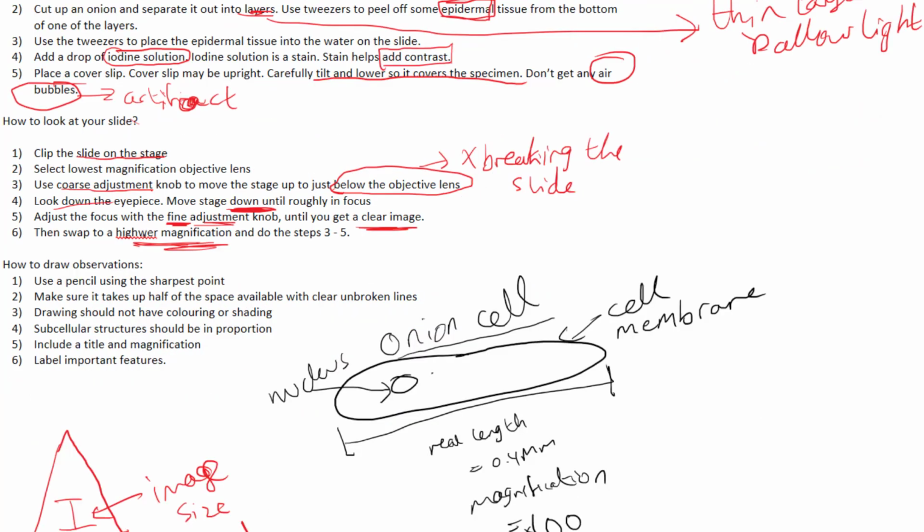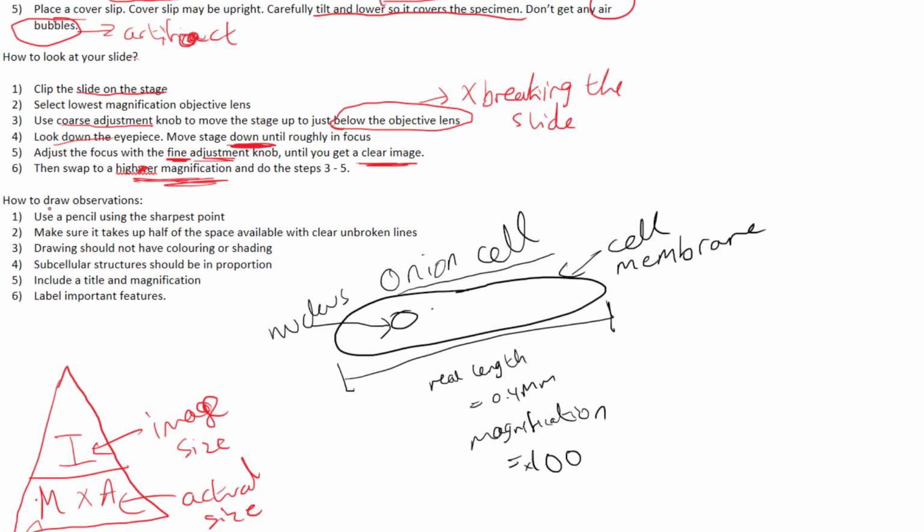Right. So higher magnification. Okay, that's a typo. Yeah, higher magnification. And then we're going to repeat steps 3 to 5 again. We use the coarse adjustment again, and then focus down and find the image. Now, how do we draw this in observation?